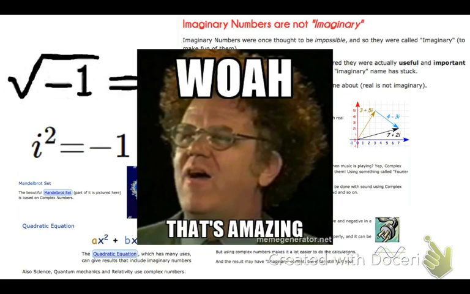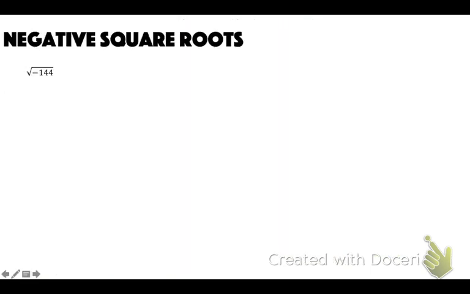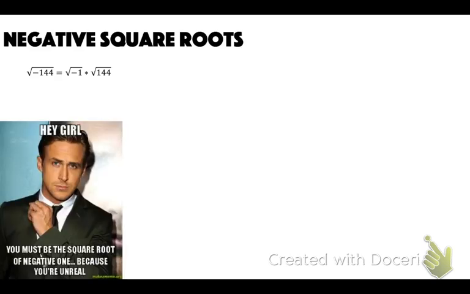They're pretty amazing. Okay, so negative square roots. Let's just break these down. We're just going to simplify these. So the square root of -144 is the same as the square root of -1 times the square root of 144. Well, the square root of -1 is i.